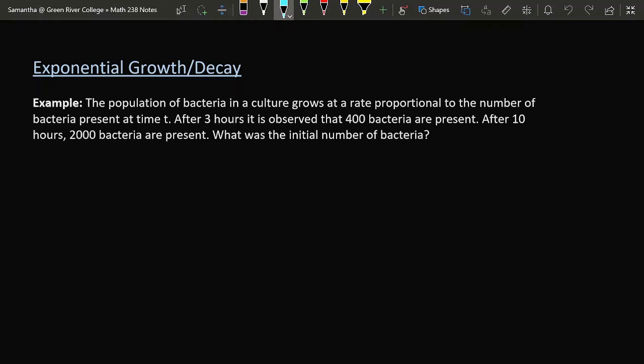For example, let's consider simple exponential population growth. The population of bacteria in a culture grows at a rate proportional to the number of bacteria present at time t. So I'm going to call P of t the number of bacteria present at time t.